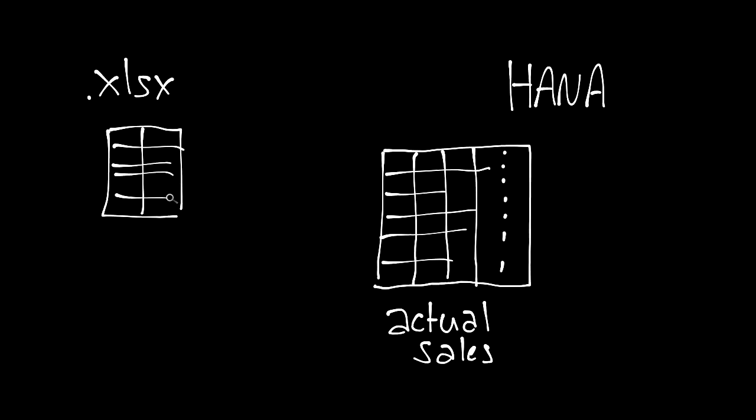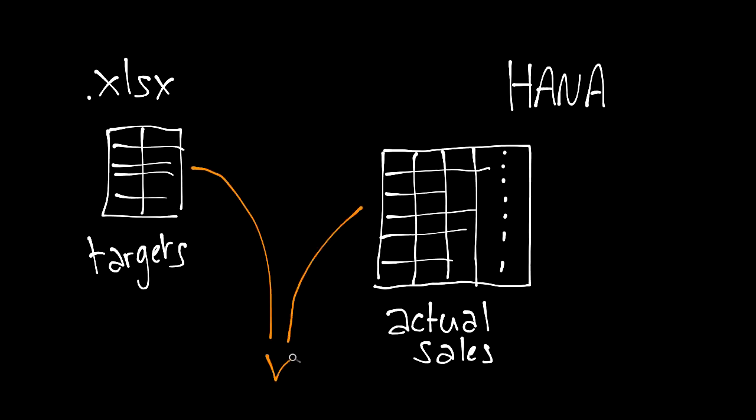Next, we'll connect to an XLS spreadsheet that contains targets. To use those targets in the same graphs as the actual sales, we'll merge the data together. With that, let's get started.